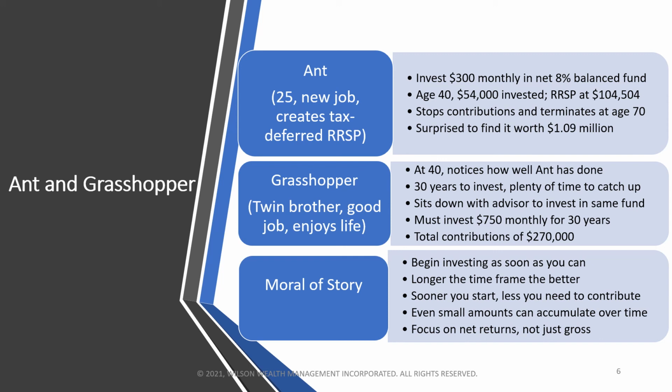The longer the time frame you have, the better off you'll be. And even relatively small amounts can accumulate over time. And you'll find that pays off because the sooner you start, the less in total you need to contribute. Ant contributed $54,000, but she started earlier. Grasshopper, $270,000. 5 times the amount to reach the same end value, all because he waited 15 years.